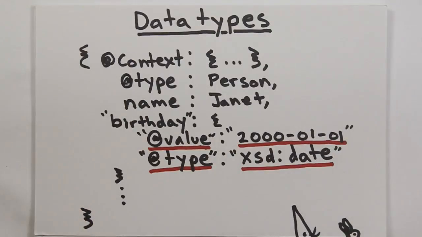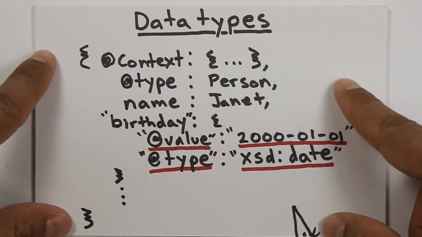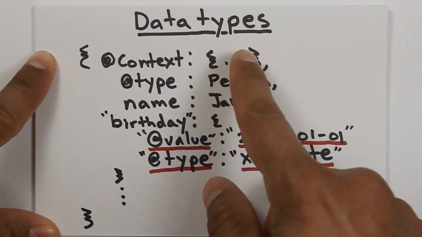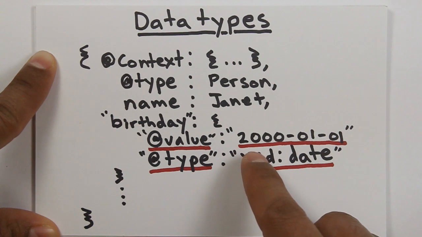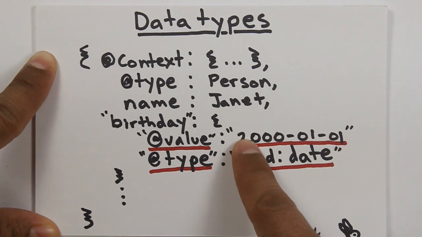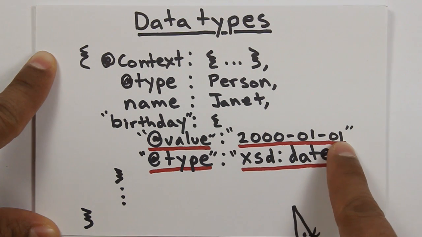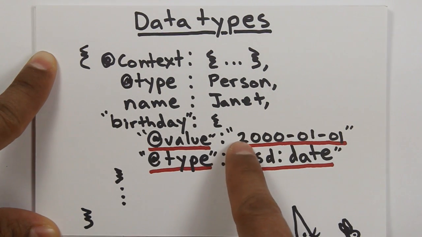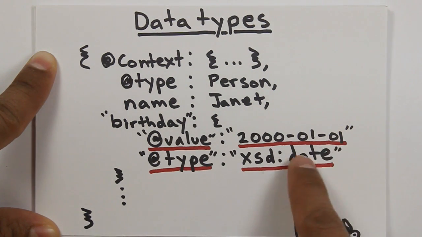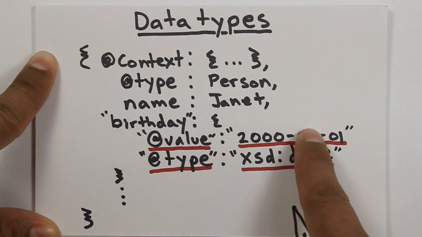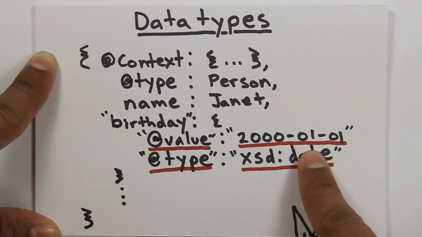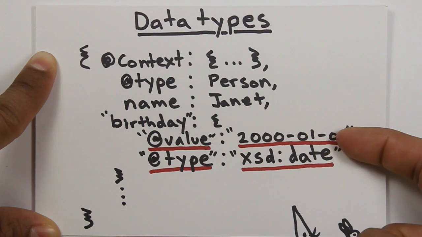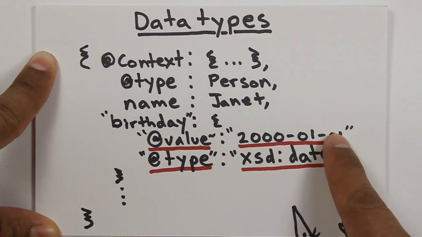The other type of typing in JSON-LD is data typing. With data typing, we want to basically associate a data type with a string value. So for example, if we wanted to express somebody's birthday, we would type out their birthday like this and then associate an XSD date with that value. That would tell the JSON-LD processor that this is a date, to process this as a date.